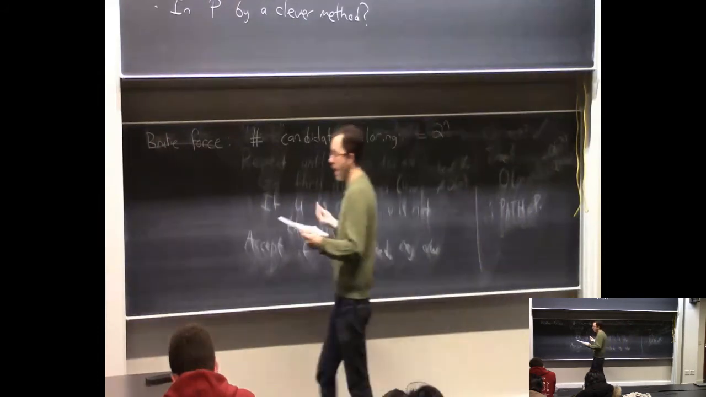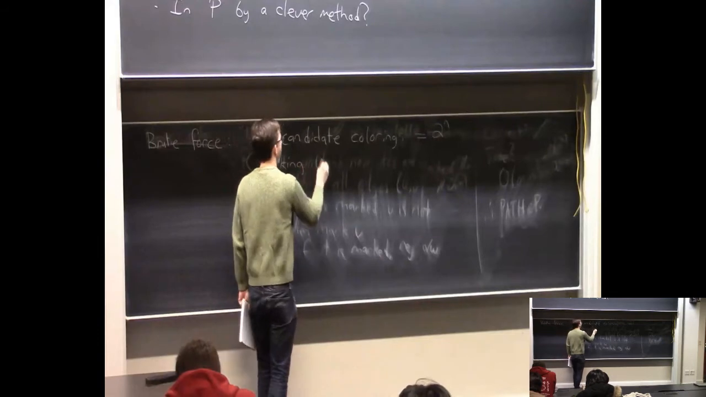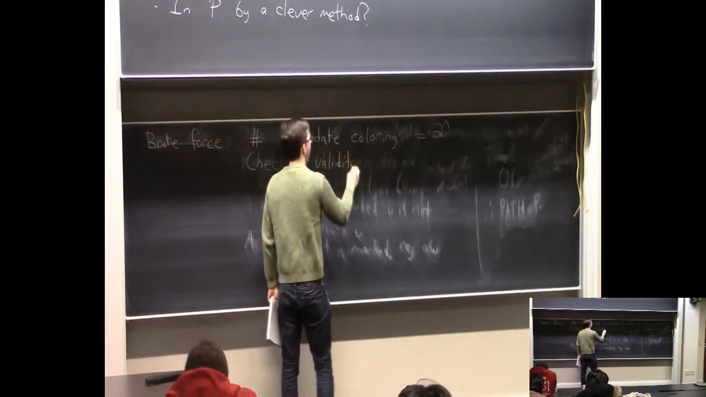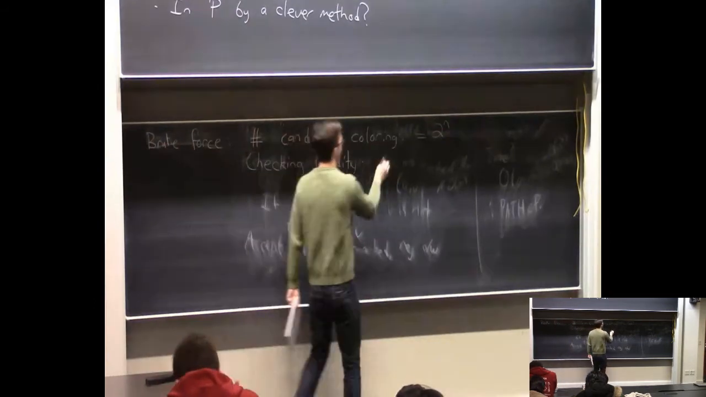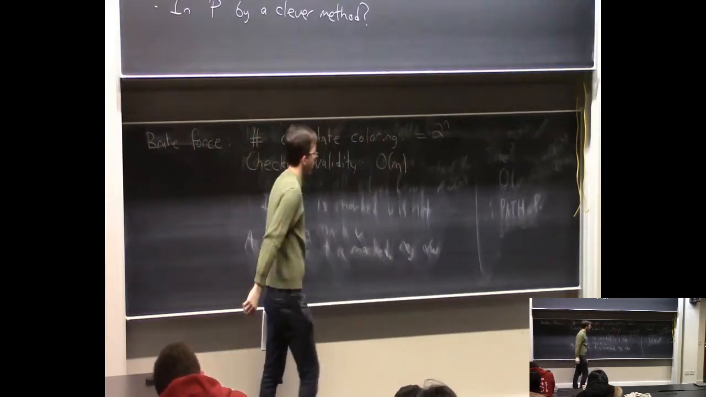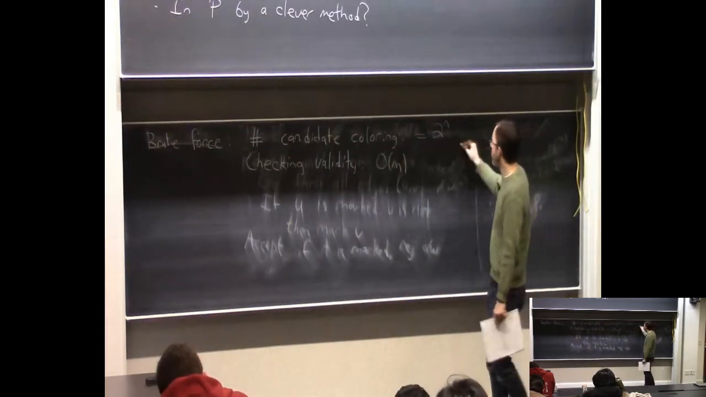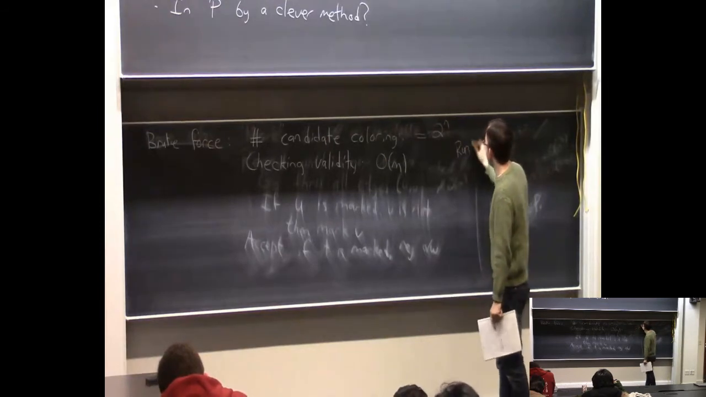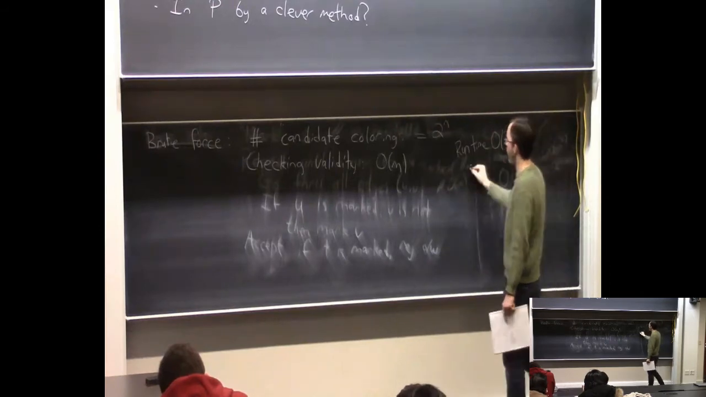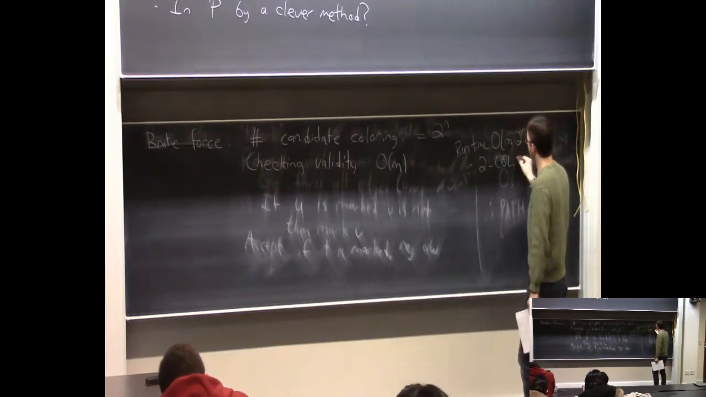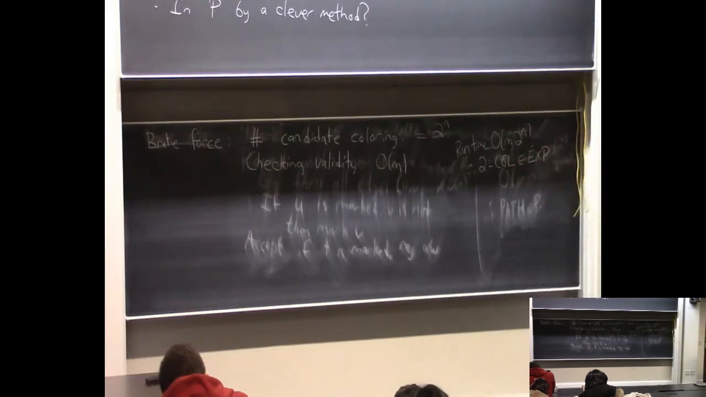And now, if somebody wrote down a candidate coloring and asked you to check if it's valid, how much time would it take you to do that? Order m, yep, that's right. You just go through all the edges and check if the endpoints have the same color. So you can do this in time, the brute force solution, runtime order m times 2 to the n. Therefore, 2-coloring is in EXP. Great.